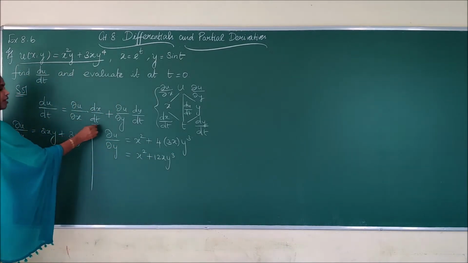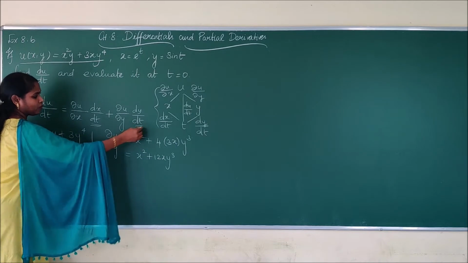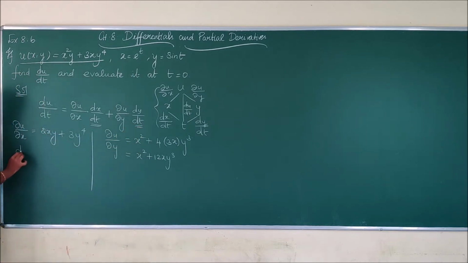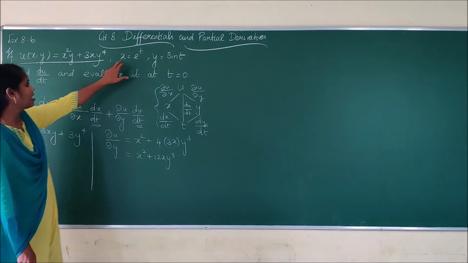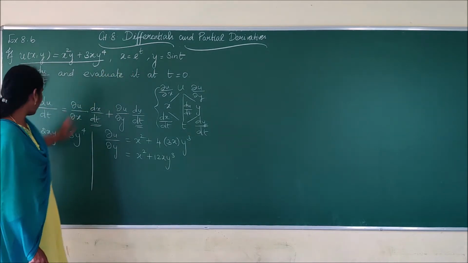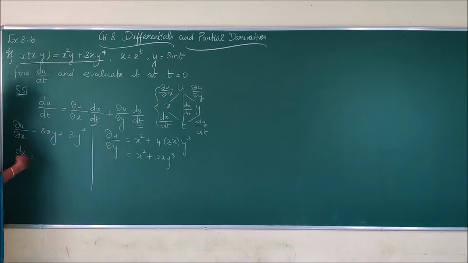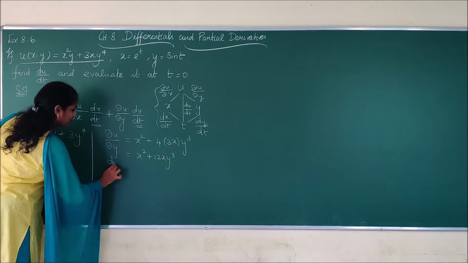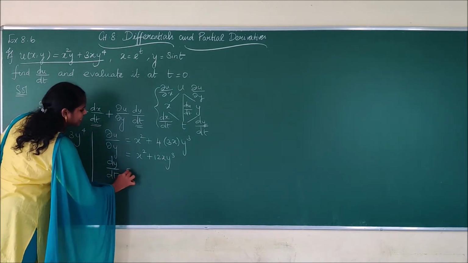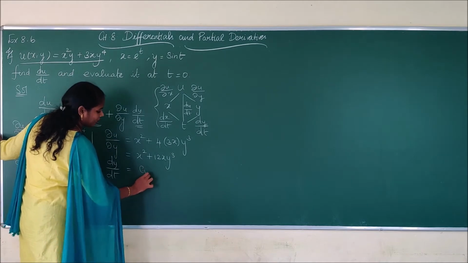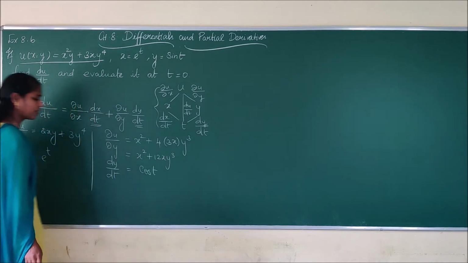Next I have to find the value of dx by dt and dy by dt. My dx by dt is nothing but, what is my x? X is e power t, and dx by dt is differentiating x with respect to t. So e power t is e power t. Next is dy by dt. Here the function is sine. If I differentiate sine, I will get cos t. So this is my dy by dt.